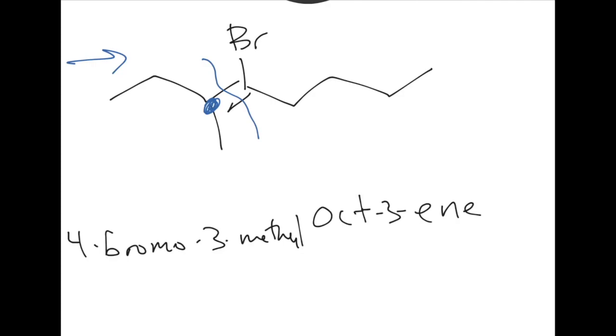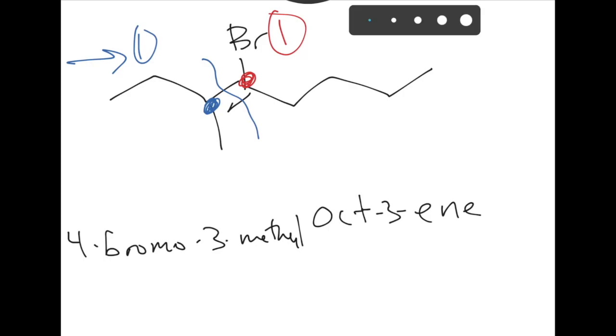So on the blue carbon, what group has priority? The ethyl or the methyl? Ethyl. On the red carbon, which group has priority? The bromine or the carbon chain? Bromine. So your two high priority groups are on the same side. So this double bond is Z.